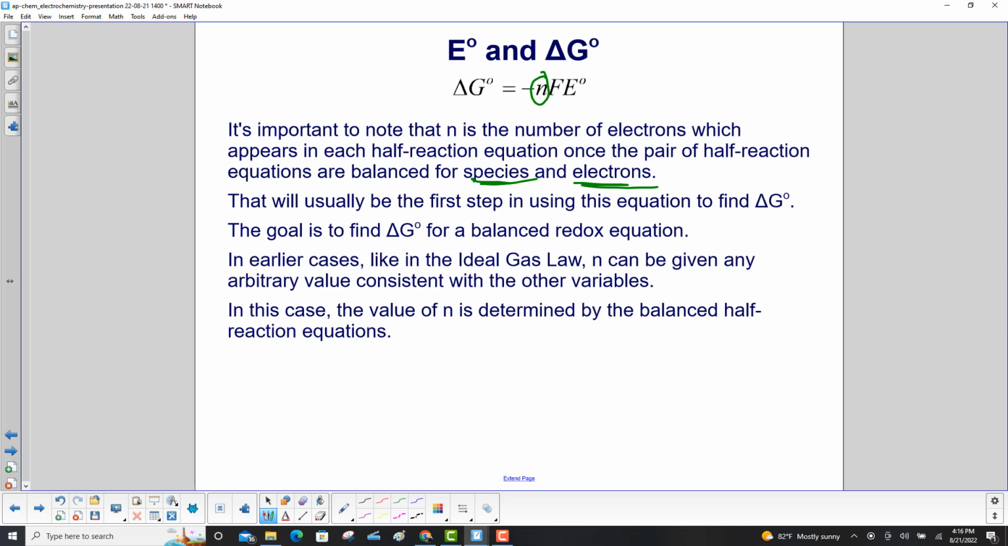The goal is to find delta G0 for a balanced redox equation. In earlier cases, like in the ideal gas law, n can be given any arbitrary value consistent with the other variables. In this case, the value of n is determined by the balanced half reaction equations.